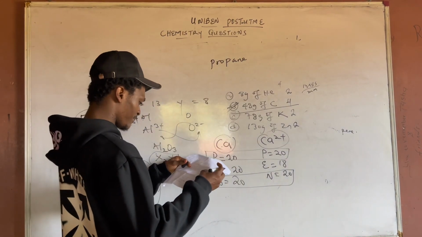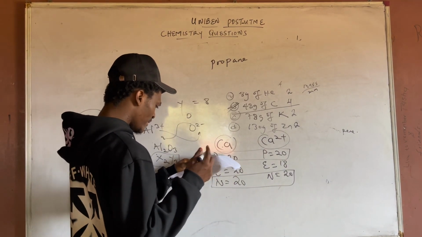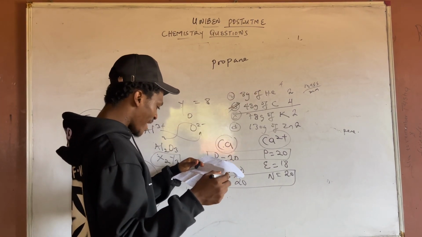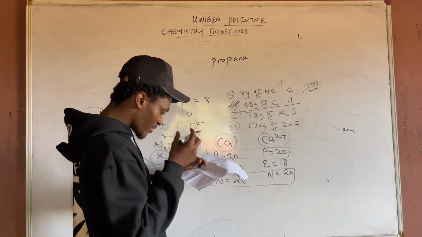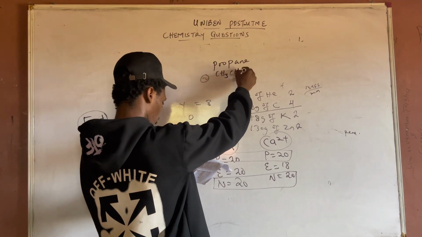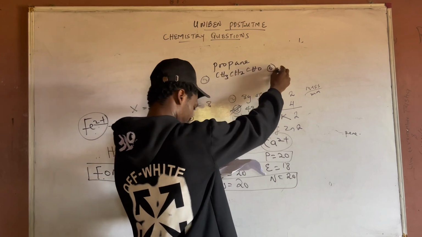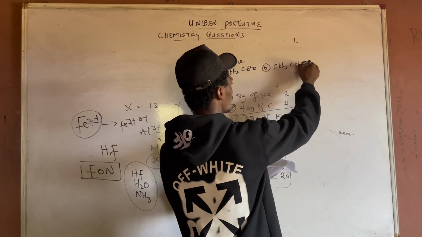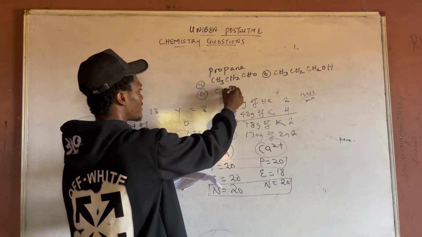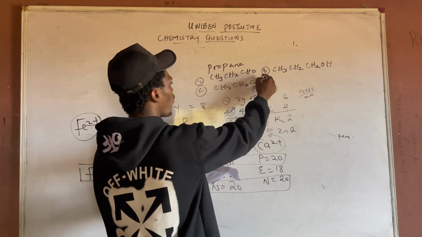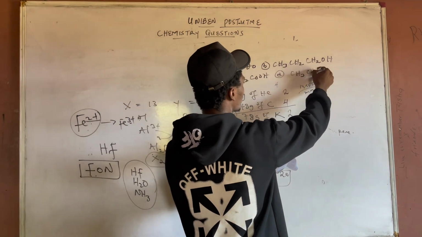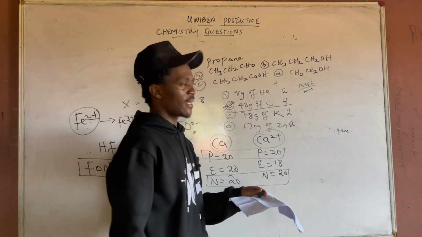But look at the compound that was given. Now, they said which compound will give propane, which ought to be propene, when it is dehydrated by excess of hot concentrated sulfuric acid. A, these are the options: CH3CH2CHO. B, CH3CH2CH2OH. Then C, CH3CH2COOH. Then D, CH3CH2OH. Now, take a good look at this.